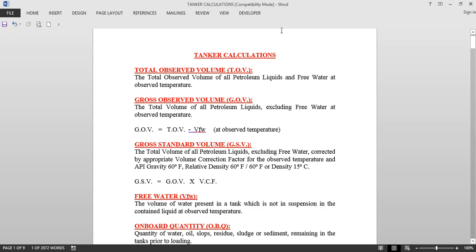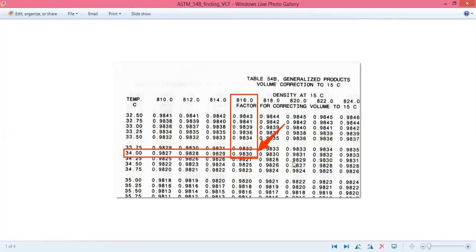Now what I'll show you here is an example of ASTM tables. This is an example of table 54B. So if your current temperature is 34 degrees Celsius, and your density is 0.816, then your volume correction factor VCF will be 0.9830. If you multiply your gross observed volume by 0.9830, that will give you your GSV, or the gross standard volume.